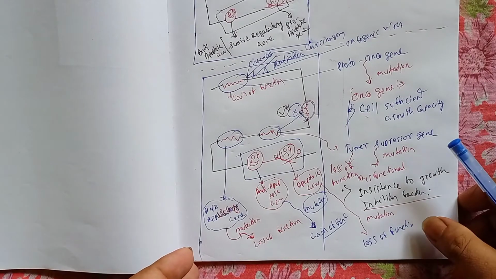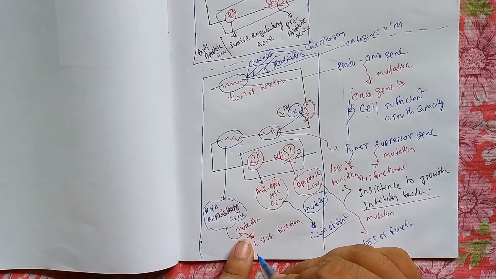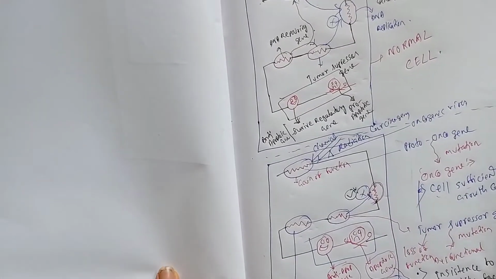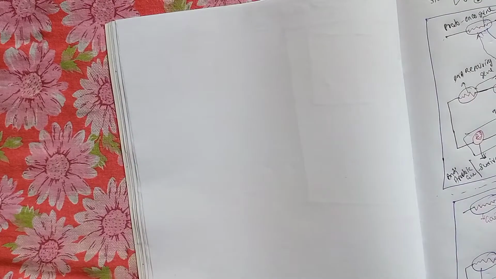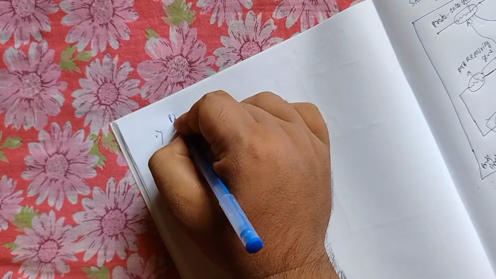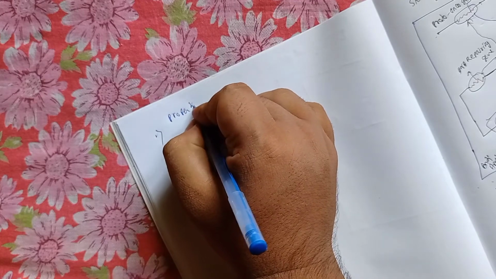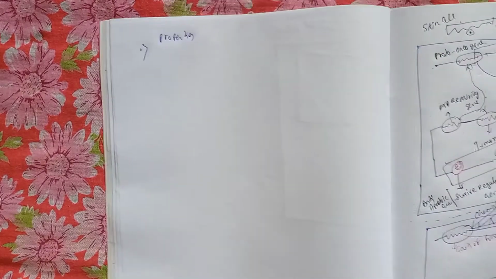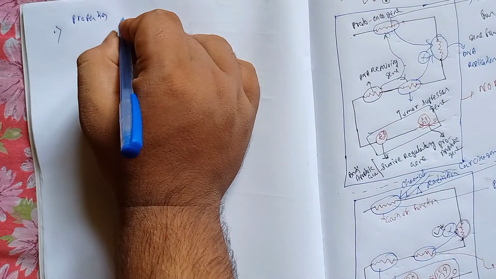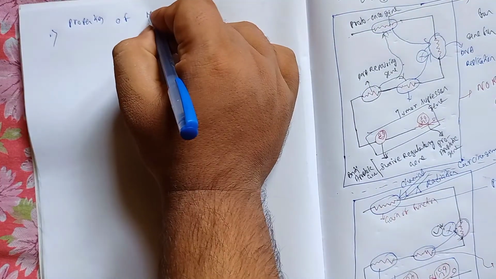So DNA repair gene dysfunctional is another type of property. Okay, let me write it here. The properties of the cancerous cells, okay, guys. The properties of the cancerous cells. We can say neoplastic cell.